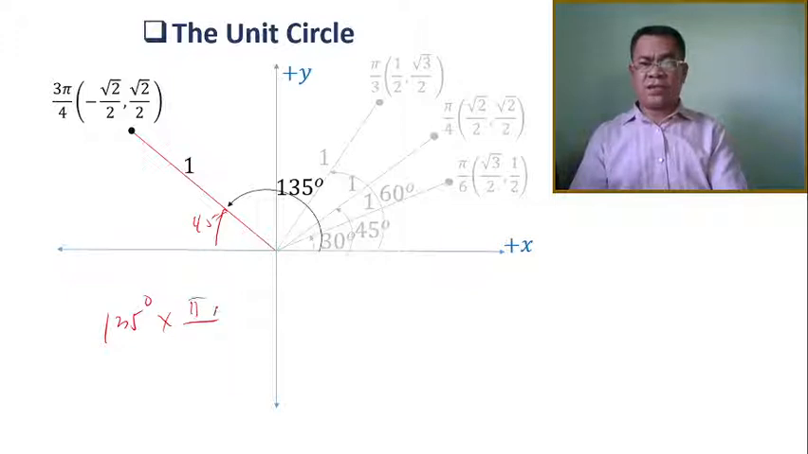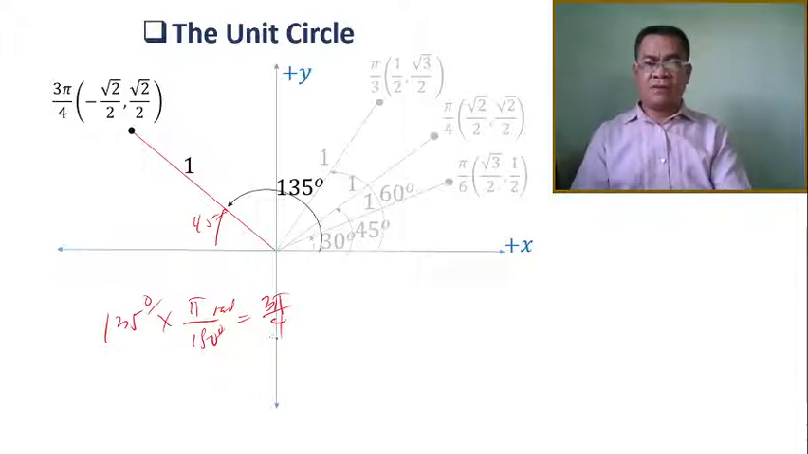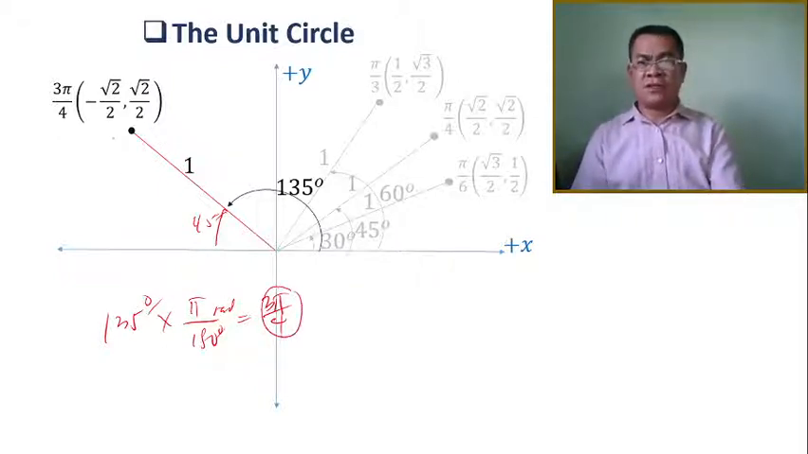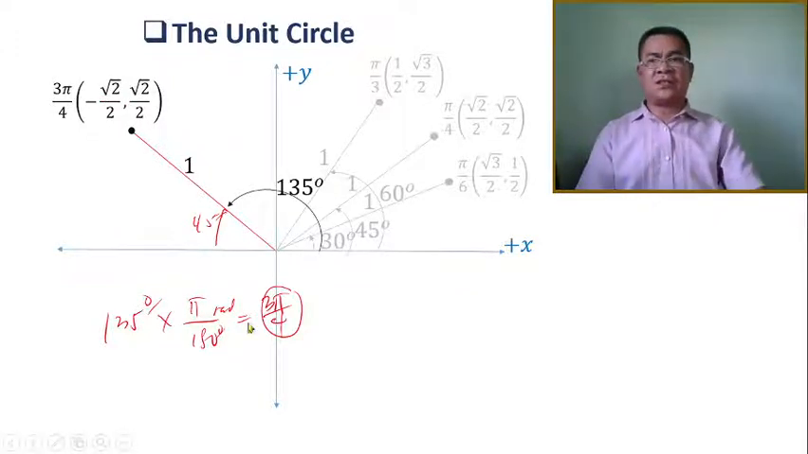Pi radians is equal to 180 degrees, so we cancel, and 135 over 180 reduces to 3 pi over 4. So 135 degrees is the same as 3 pi over 4. Take note that the first element is negative and the second element is positive, because this is located in the second quadrant.